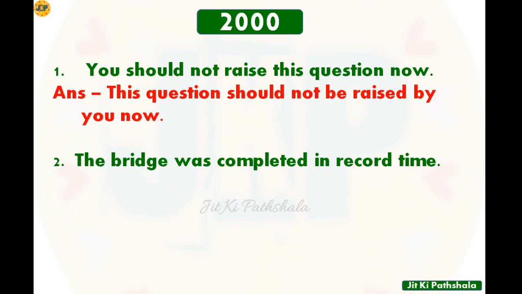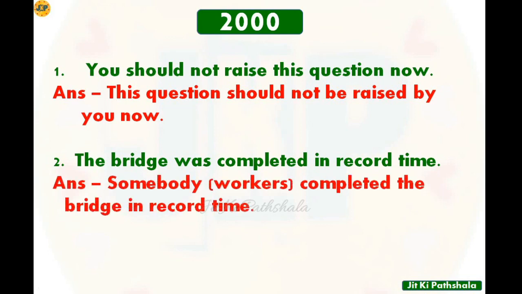Number 2, the bridge was completed in record time. Question is in passive form and it is in past indefinite tense. So now when you change it into active voice, the form will be subject plus second form of verb plus object. Now here we can say that the subject is left out. So we can write somebody, or we can write the workers completed the bridge in record time.